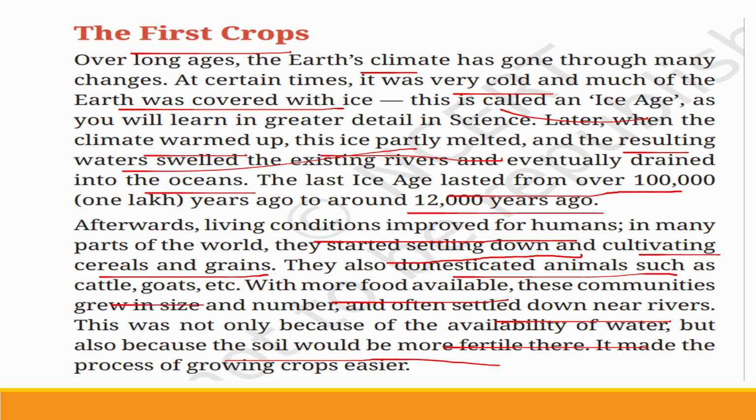They started settling down and cultivating cereals and grains. They also domesticated animals like cattle, goats, etc. So with more food available, these communities grew in size and number. They often settle down near rivers. Why? Because of the availability of water. Not only because of the availability of water, but also because the soil would be more fertile near river banks. So it made the process of growing crops easier.